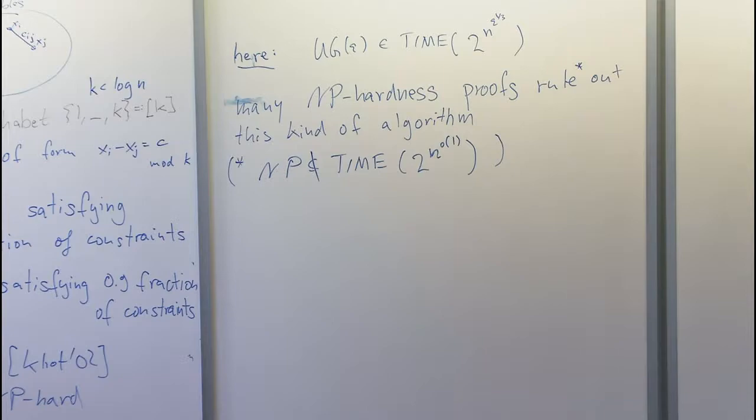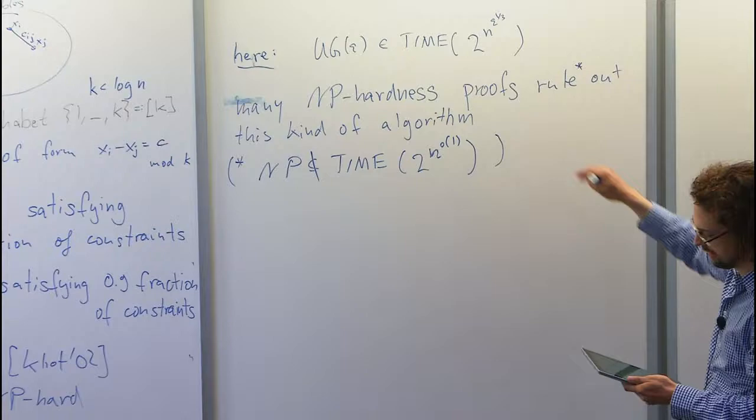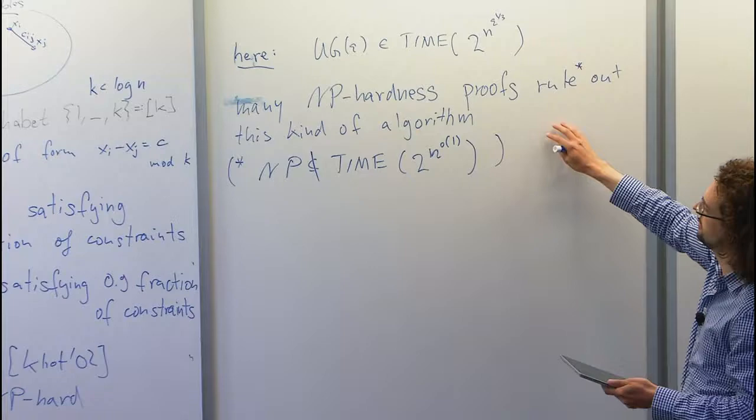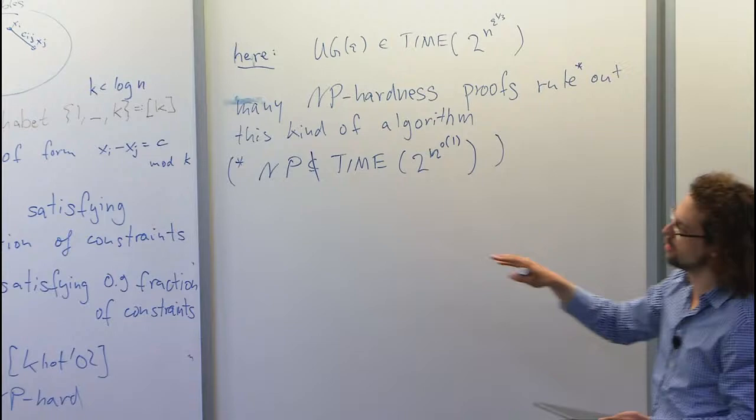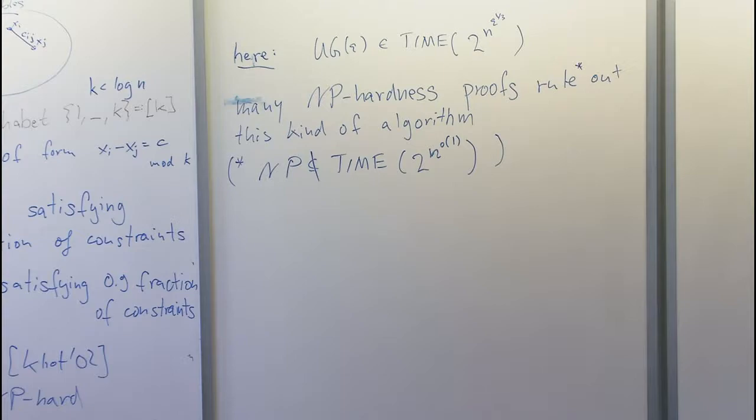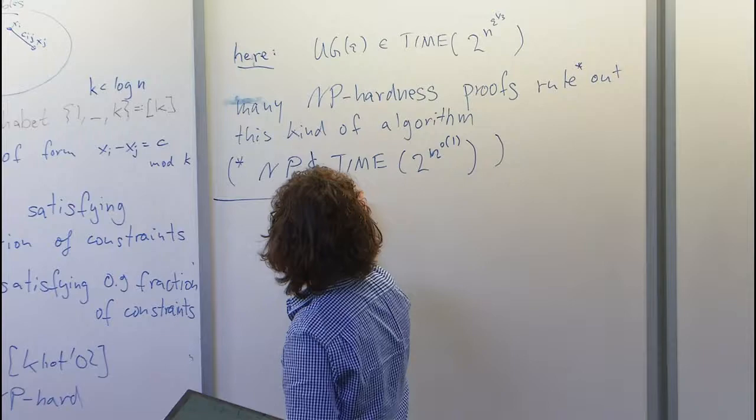We will see this algorithm using pseudo distributions, but the underlying techniques are also useful for constraint satisfaction in general, especially constraint satisfaction problems that involve two variables per constraint. So we want to use these pseudo distributions to solve this problem.